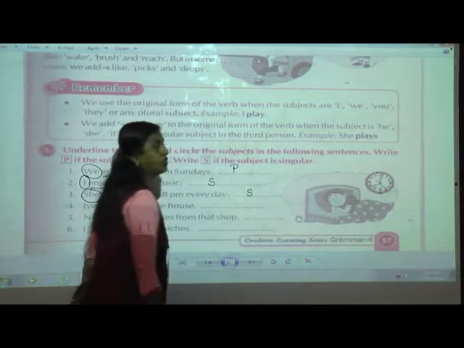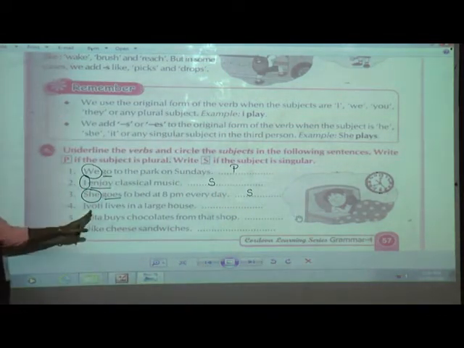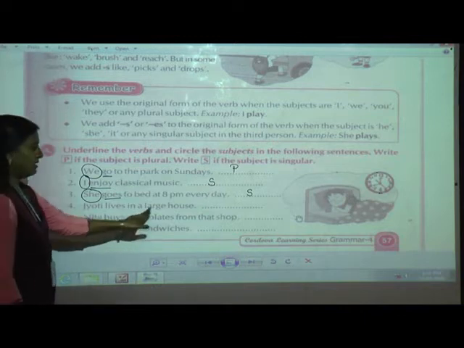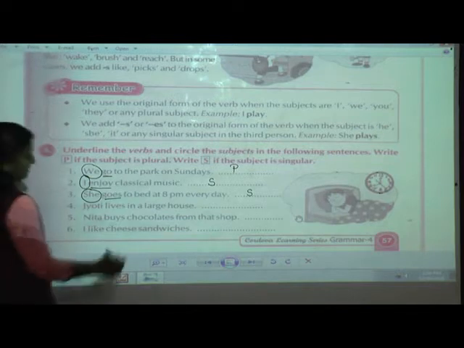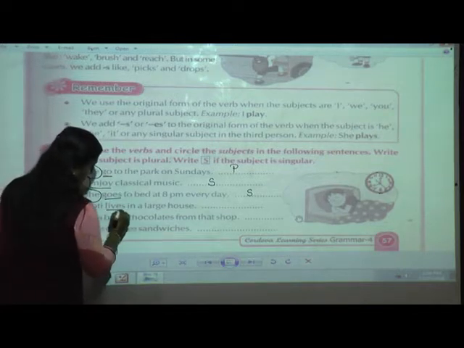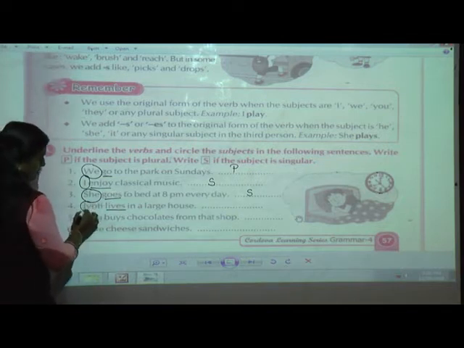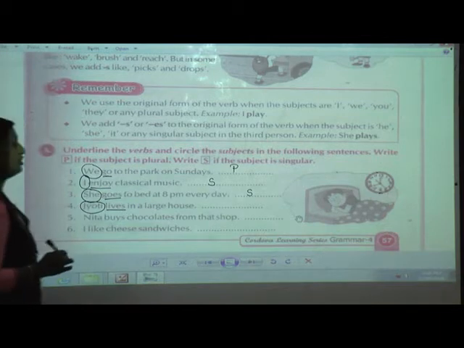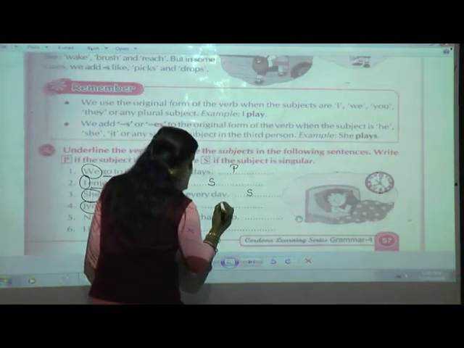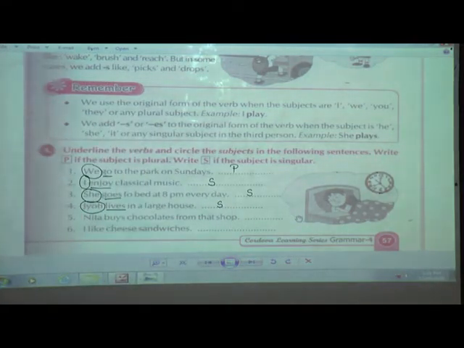As we have learned in the singular plural lesson, what is singular and plural? Jyoti lives in a large house. What is the verb over here? Lives. What is the subject? Jyoti. I am going to circle it. So Jyoti is singular or plural? Yes, it is singular. Done? So in this way you have to do it.